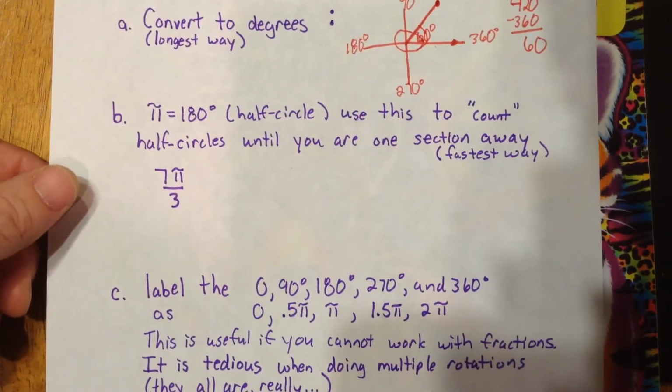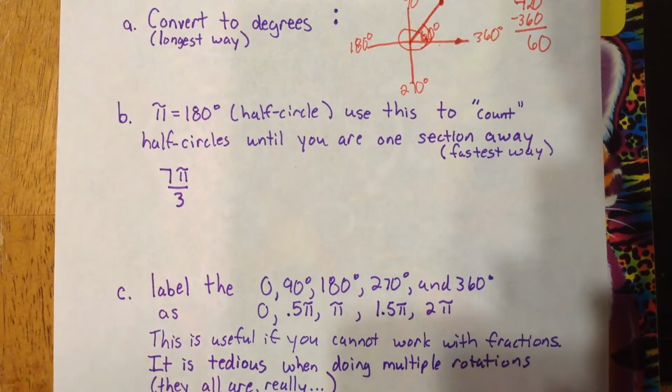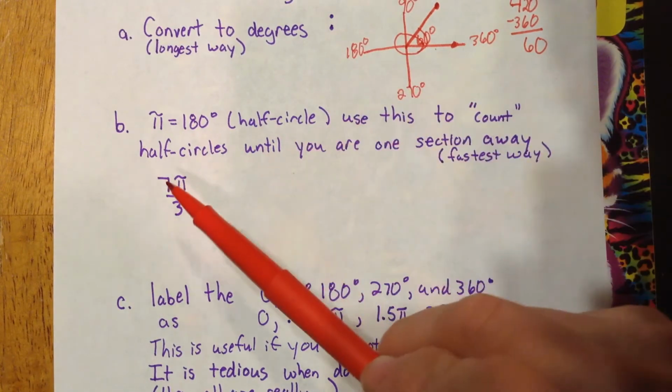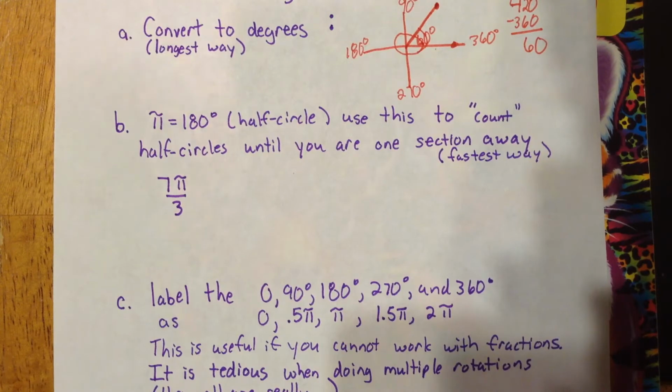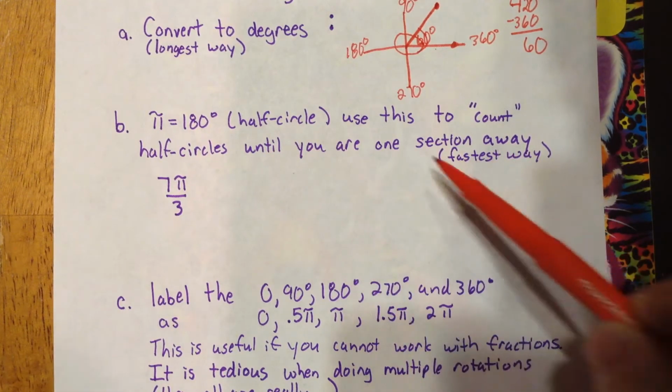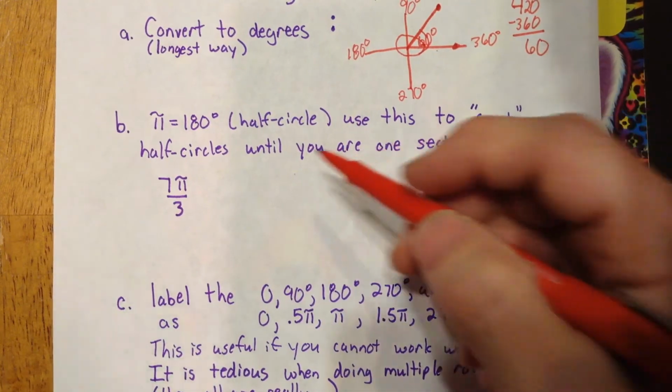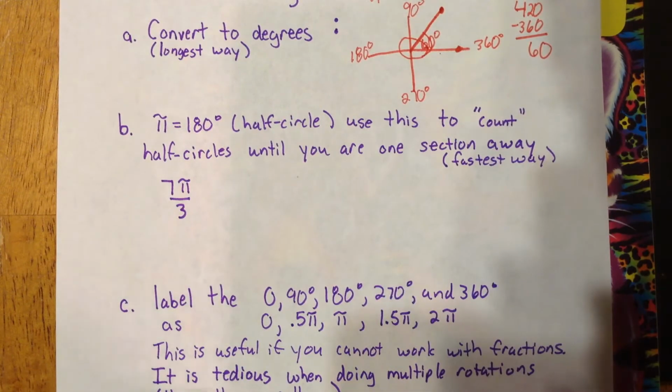This way is my favorite way. It's fast. It can be a little confusing, but once you get it, it usually goes pretty quickly. I like to use the fact that pi is 180, which is something you should all know by the time you get out of my class. And that's a half circle. And we can use this to count half circles all the way around until we get one section away. Or whatever, one section too many or one section too few.